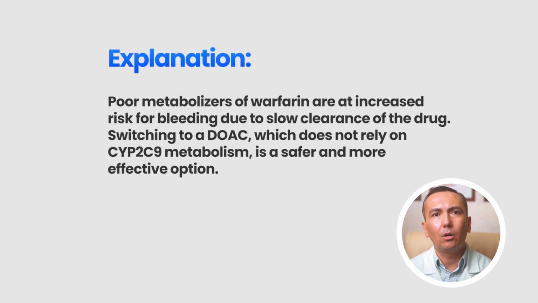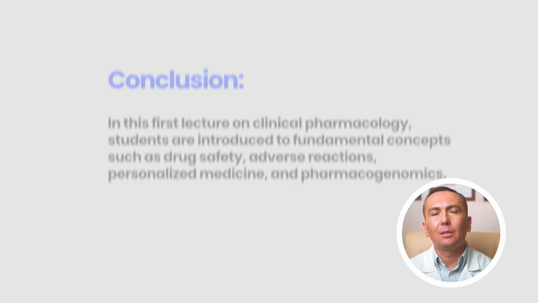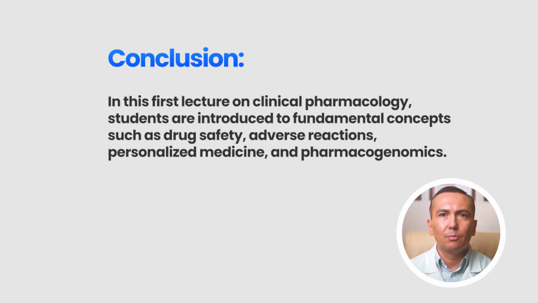To explain this question, poor metabolizers of warfarin are at increased risk for bleeding due to slow clearance of the drug. Switching to direct-acting anticoagulants, which do not rely on this cytochrome enzyme metabolism, is a safer and more effective option. In today's lecture, we discussed fundamentals of clinical pharmacology, concepts such as drug safety, adverse reactions, personalized medicine, and genetic variations in pharmacogenomics. Real-life scenarios and cases we used here are to reinforce your learning process. We wanted to make sure that you can apply this knowledge in your clinical practice.